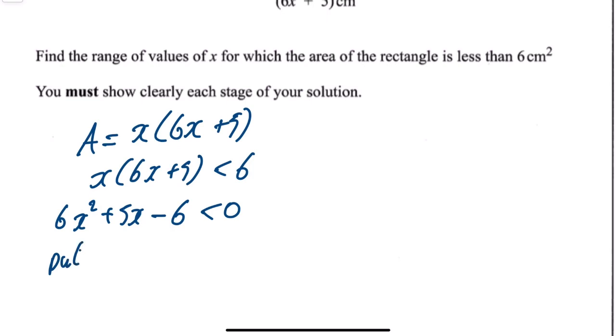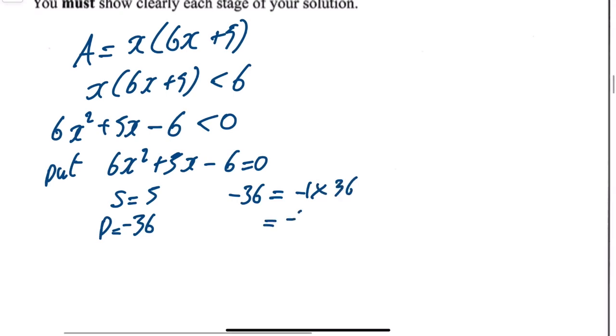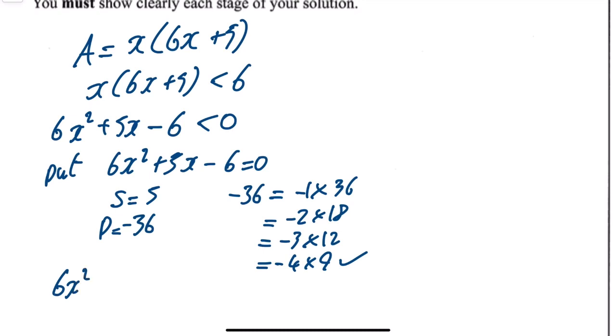So first of all, put 6x squared plus 5x minus 6 equal to 0. So my sum is equal to 5, and my product is equal to minus 36. So go through the factors of minus 36. Minus 1 times 36 doesn't work. Minus 2 times 18 doesn't work. Minus 3 times 12. Minus 4 times 9, and that does work. So my two numbers are minus 4 and 9. So 6x squared minus 4x plus 9x minus 6 equals 0.